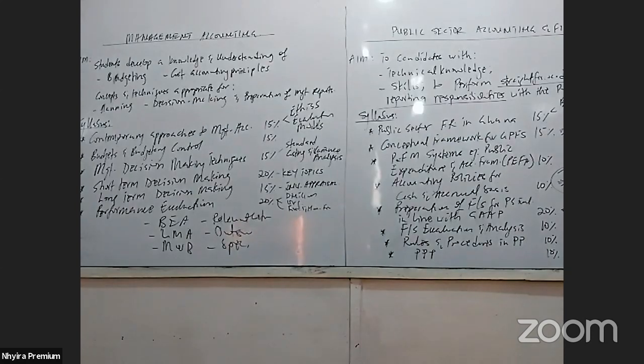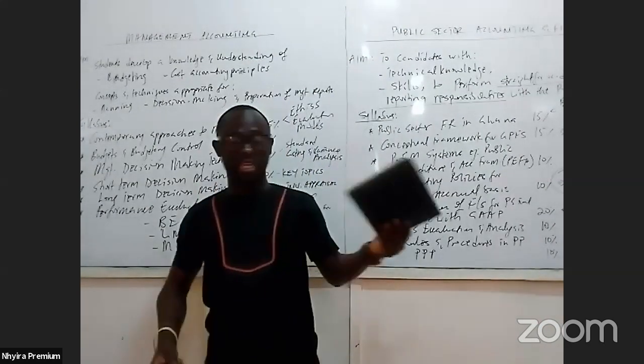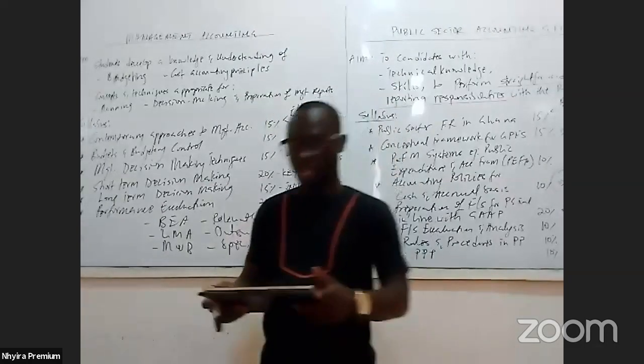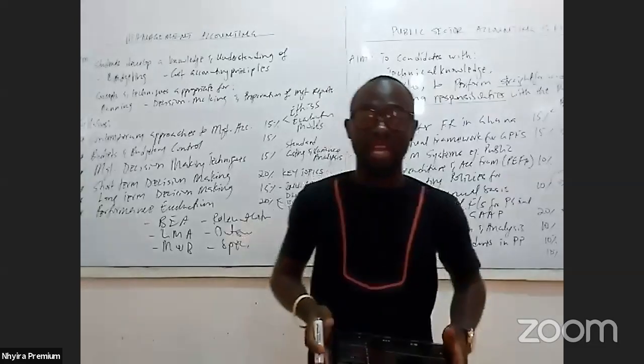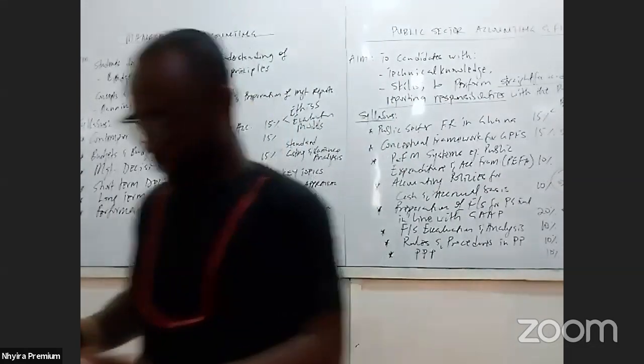So send an email to the ICA or call them directly and tell them you're outside Ghana, how do you get the question bank? Definitely, they will have a way of delivering it to you. You pay for the shipping and handling of it, and that will be okay.